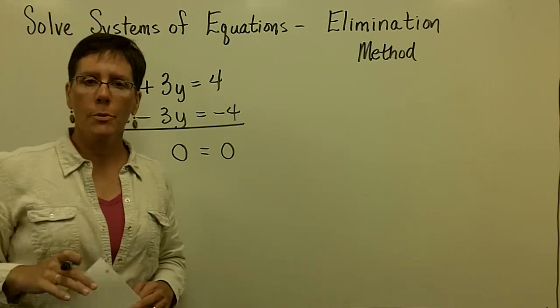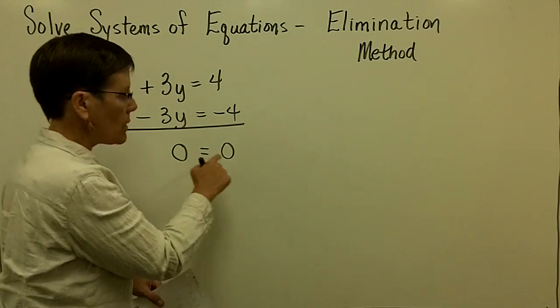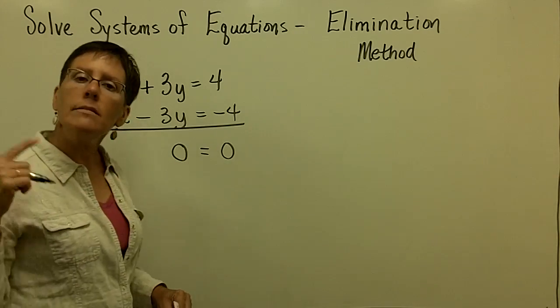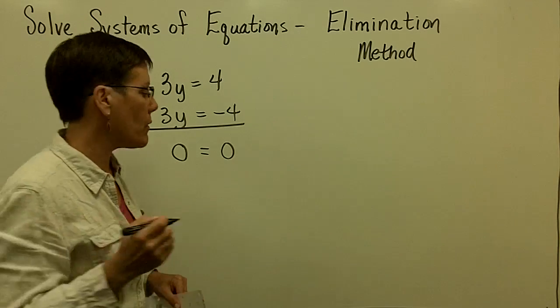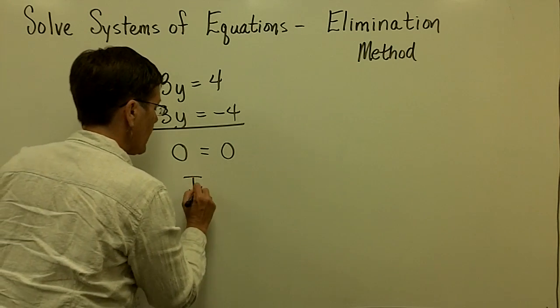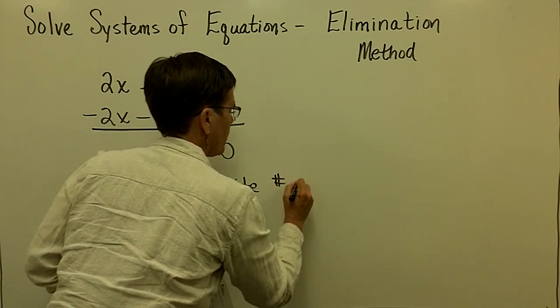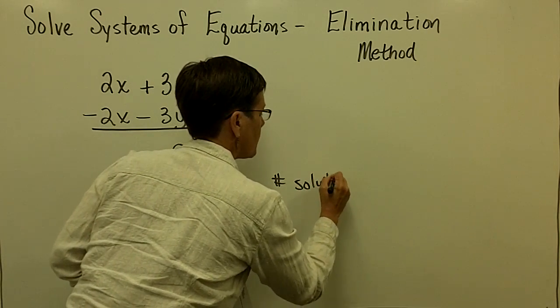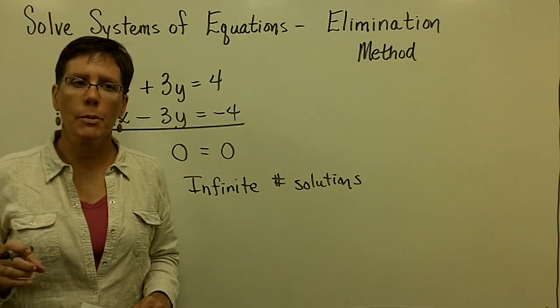When the variable terms disappear and you have a true statement, this is that situation where the graphs of those two lines are identical. They lie on top of one another. There are an infinite number of solutions. And that's all you need to tell me, is that there's an infinite number.